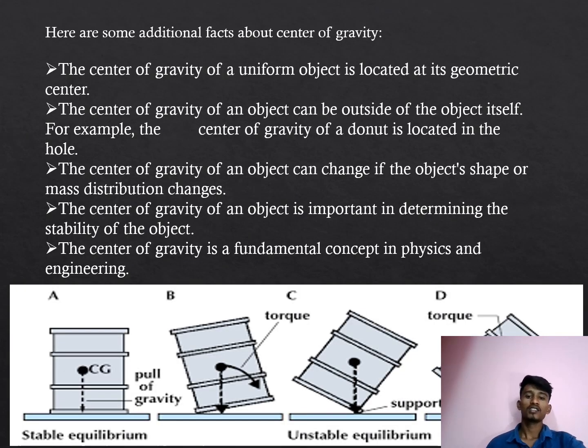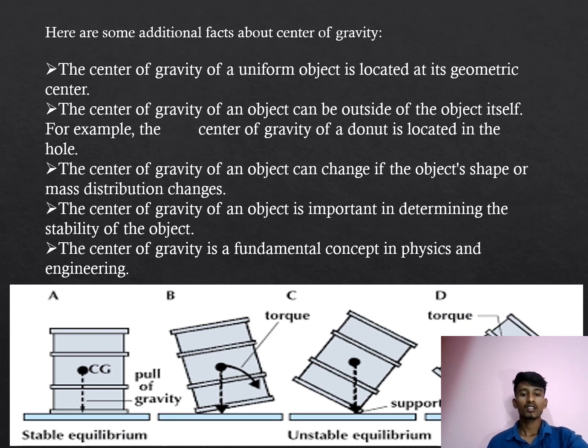Here are some additional facts about the center of gravity. The center of gravity of a uniform object is located at its geometric center. The center of gravity of an object can also be outside of the object itself. For example, the center of gravity of a donut is located in the hole. The center of gravity of an object can change if the object's shape or mass distribution changes.